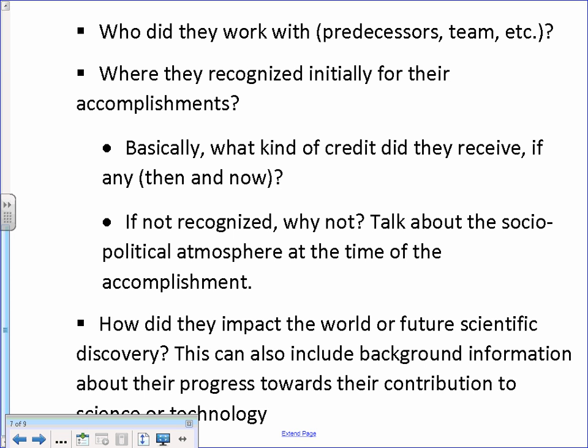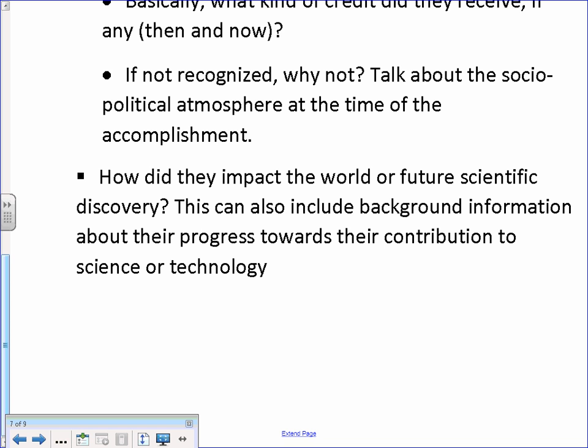And if they discovered something, made some sort of scientific contribution, tell me what was the impact in the world. You might include a little background there, but not a whole lot. Okay, so that's basically it. You can add pictures, you can add a lot of other things, but that's the minimum.